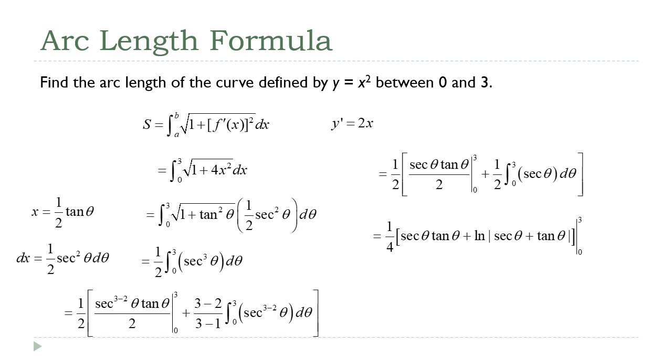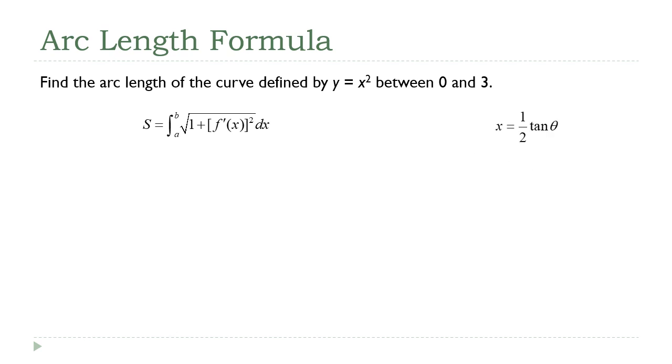I pulled the two 1/2s out, right? 1/2 times that 1/2, that's where the 1/4 is coming from. And now the integrals are gone. So this whole thing is just evaluated from 0 to 3. Okay, so now I've pushed that 0 to 3 as far as I can. It's time to do the actual substitution of those numbers. So I'm going to have to find the equivalent theta values. So remember our initial substitution was x equals 1/2 tangent theta.